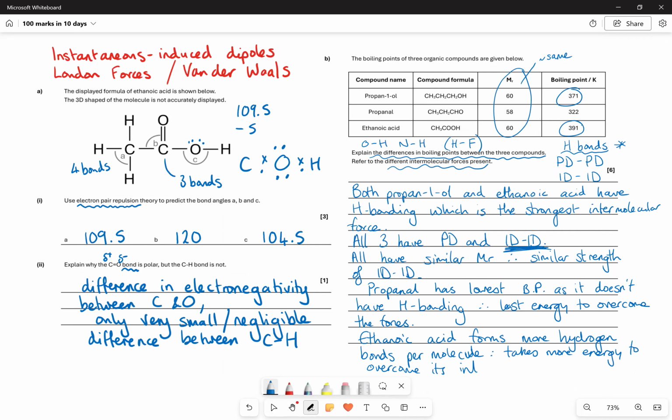its intermolecular forces. So if you listed all the intermolecular forces and simply said that this one's got hydrogen bonding, propanal hasn't, that would get you in the sort of 1 to 2 band. If you somehow identified, if you said that hydrogen bonding is the strongest and you talked about the MR, so that recognizing they would have similar instantaneous dipoles, that's going to get you into the 3 to 4 band. And if you talked about the ethanoic acid being able to make more hydrogen bonds than propan-1-ol, that is going to be getting it into the 5 to 6 mark.